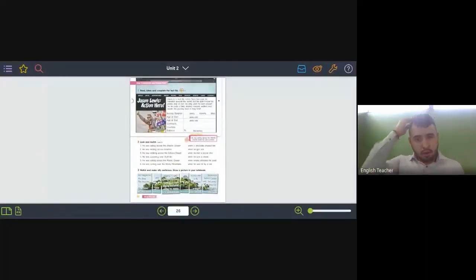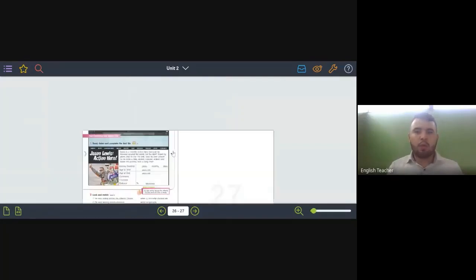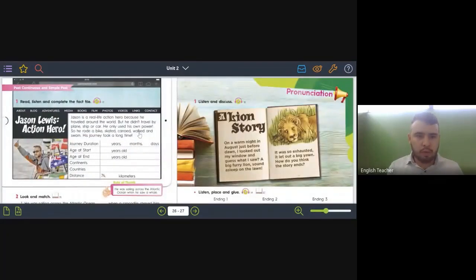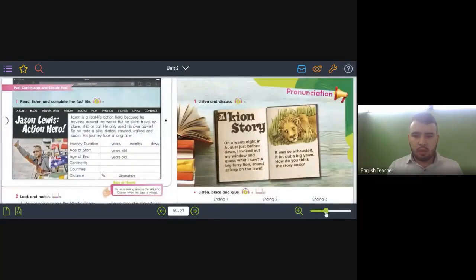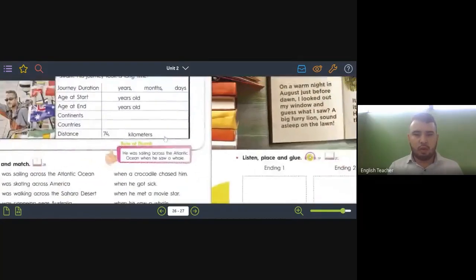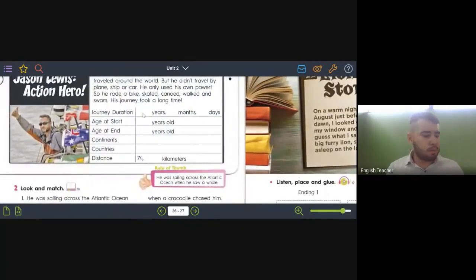Okay, as you can see, this is the page that we were working on. If you remember, we were filling those blank spaces here, just to make a short review about it. If you can see in your book, here we place the number 13, here 2, and here the number 23. So the journey duration of Jason was 13 years, 2 months, and 23 days, right?